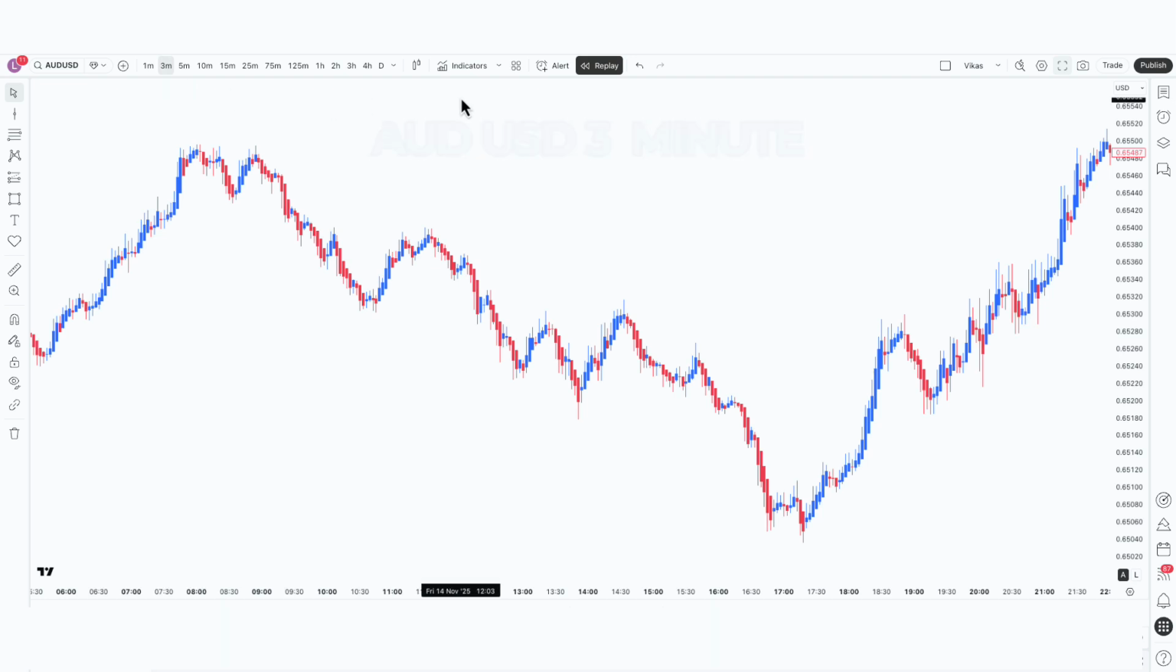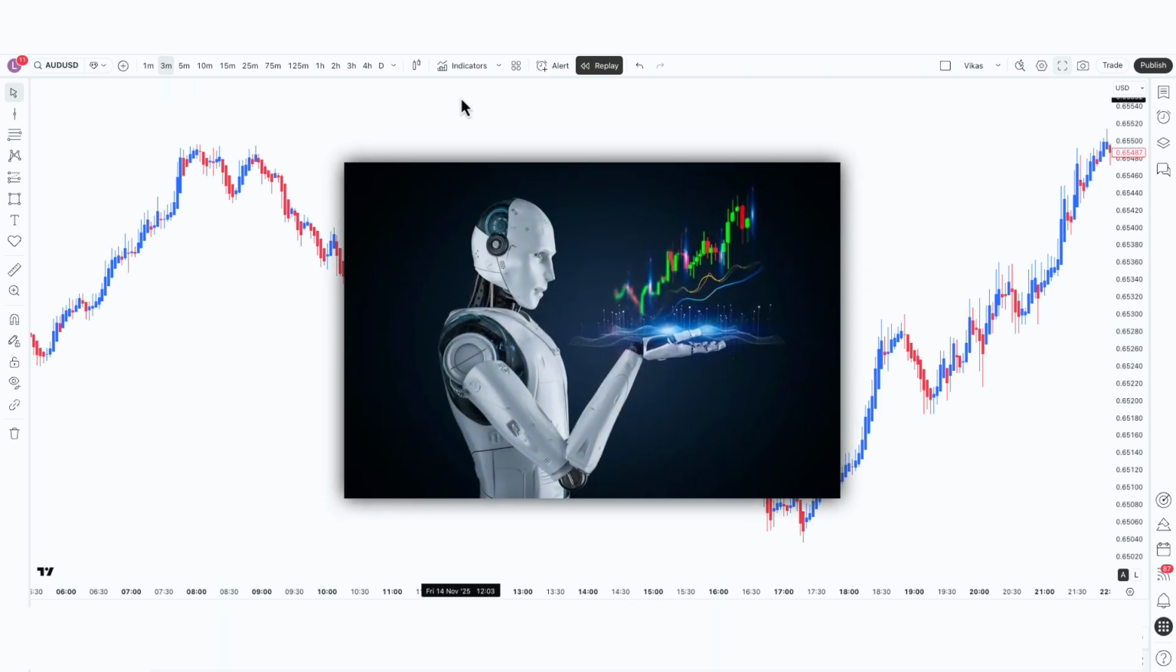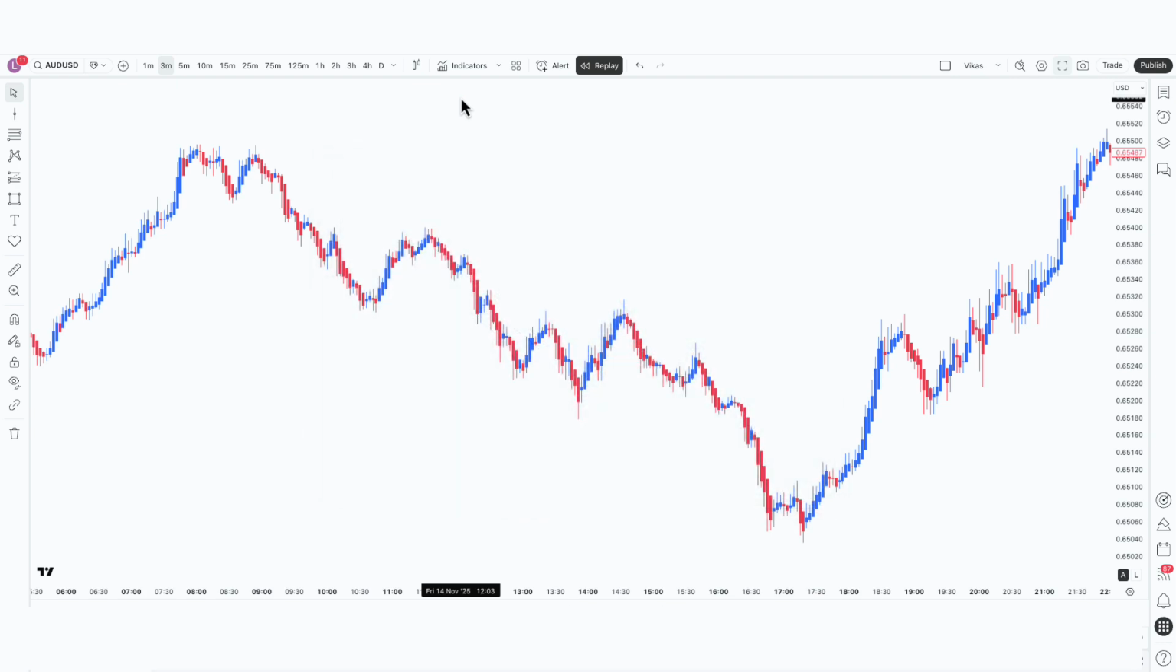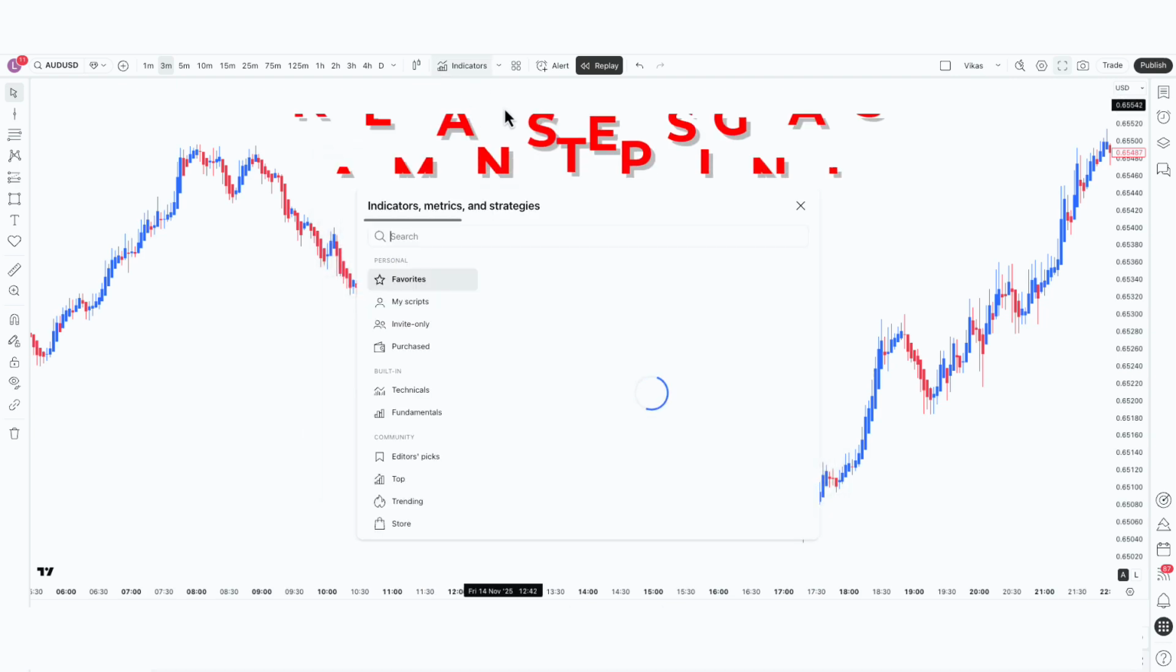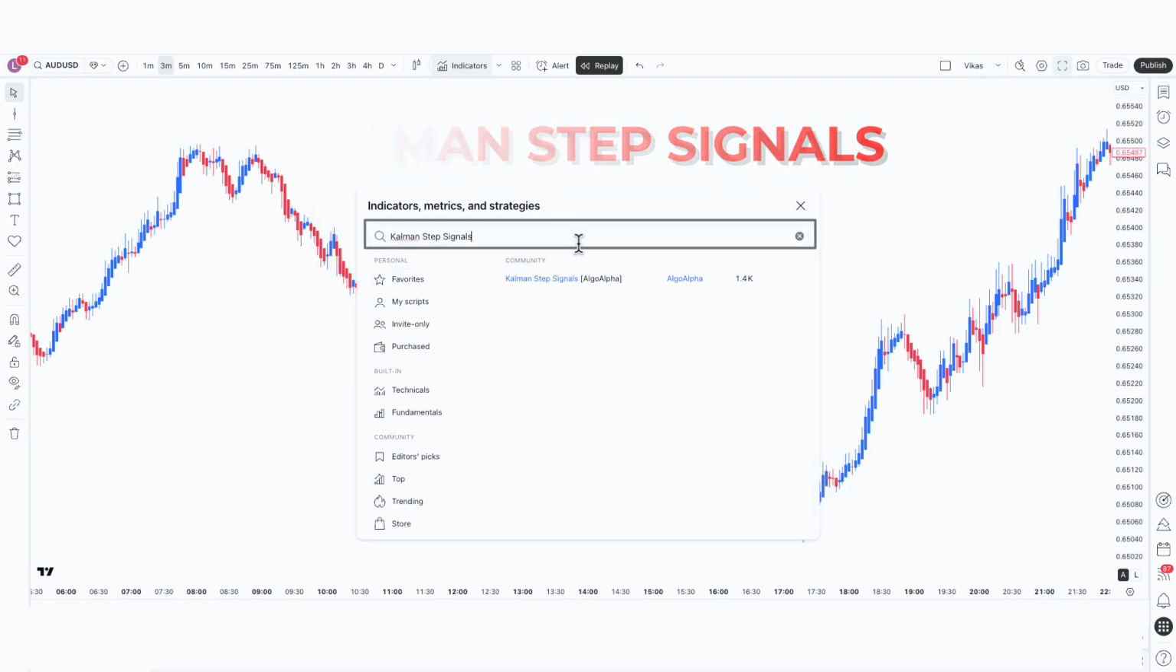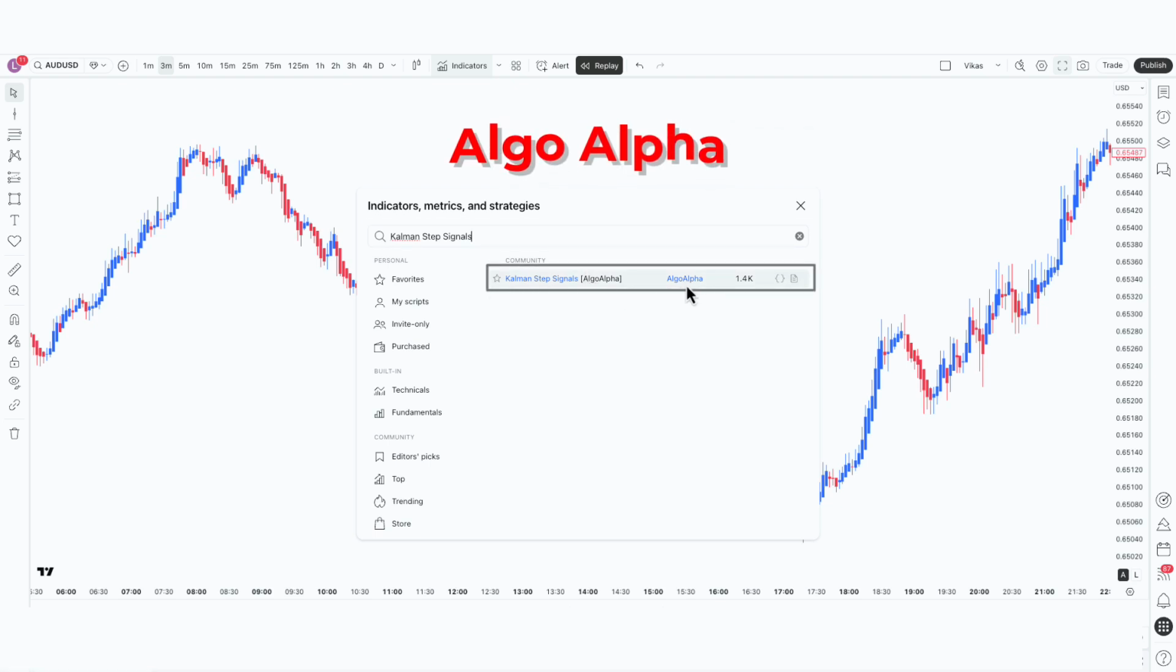And don't sweat the time frame either. Next, you'll want to find those magic indicators. Head over to the Indicators tab and search for the Kalman Step Signals. Select the indicator made by Algo Alpha and add it to the chart.